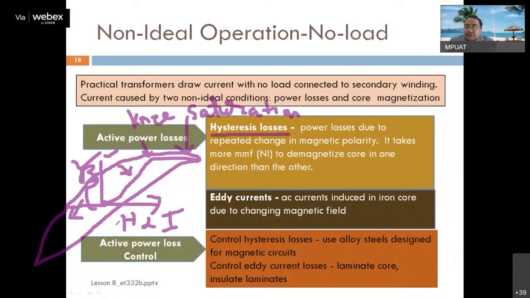So in short, you can say that it takes more MMF to demagnetize the core in one direction than the other. देखिए यहाँ हम डीमैग्नेटाइज कर रहे हैं, यहाँ पर क्या कर रहे थे, इस पाथ पे जब चल रहे थे, इस पाथ पे देखिए चल रहे थे, ये फर्स्ट पाथ है मान लो, इस पाथ पे तो मैग्नेटाइज कर रहे थे, फिर हमने रिवर्स किया, इसको डीमैग्नेटाइज करते हैं.